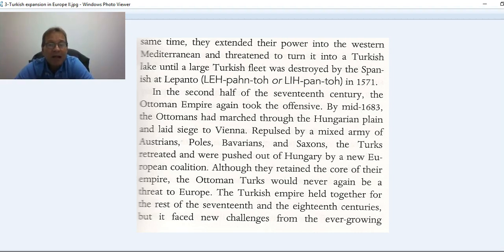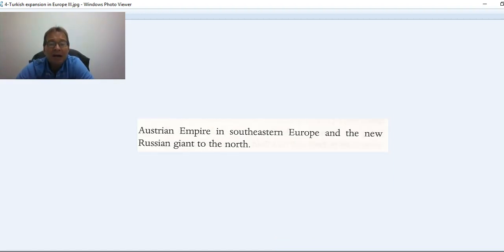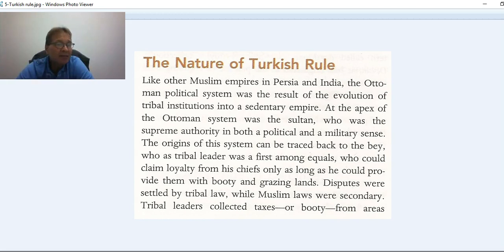Also in the second half of the 1600s, they were still fighting in southeastern Europe until they were pushed out of this area. They will never be a threat again to Europe, but they will exist until the end of the First World War in 1917. And again, one of the reasons for the decline of the Ottomans is that as time goes on, these sultans and rulers are not as strong or effective as Suleiman was.